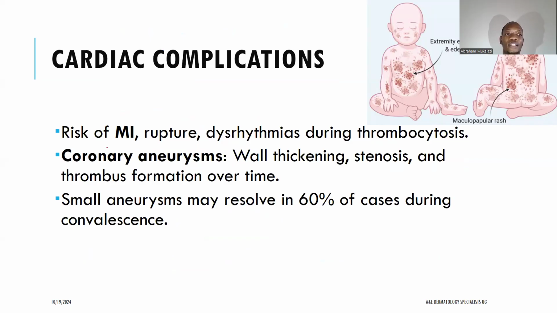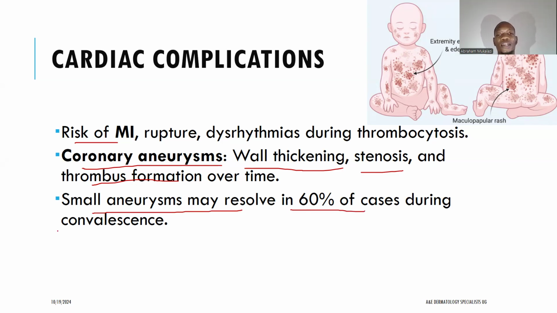And in this case, we have cardiac complications. The first one being the risk of myocardial infarction. You can have rupture, you can have arrhythmias, and then sometimes you can end up with thrombocytosis. Then coronary aneurysms are very common in Kawasaki. And then at the end of it all, you can also have wall thickening and stenosis as a complication as the patient heals, and then thrombus formation, which occurs over time. We also get small aneurysms, which may resolve in 90% of the cases during the convalescence period, and in most cases they go unnoticed.